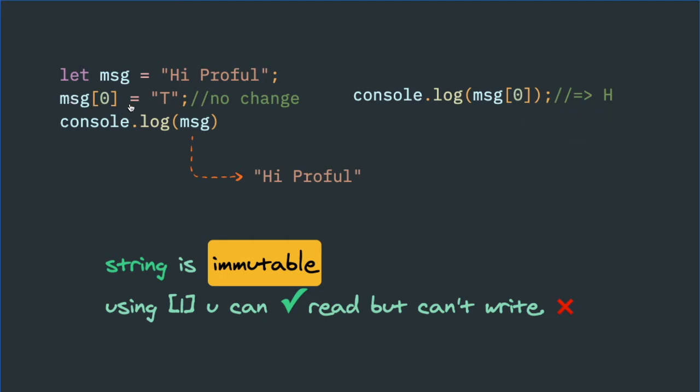So if you try to assign another character, for example t, there is no error, it will be printed. But actually there is no change or effect to the original message variable. It will still point to the "high profile". If you try to print it, it will print "high profile" again.